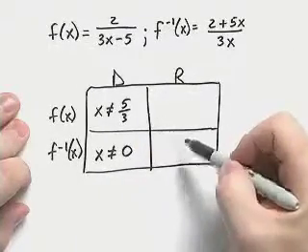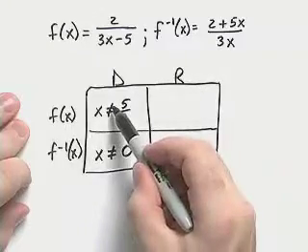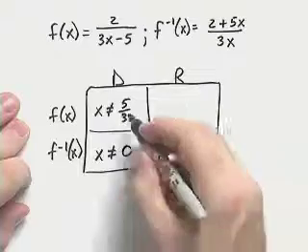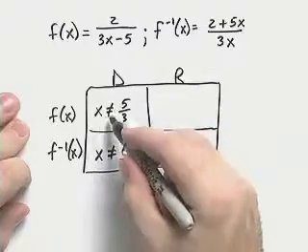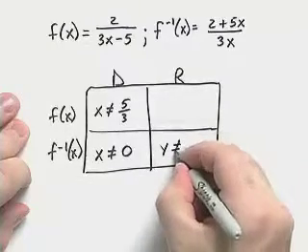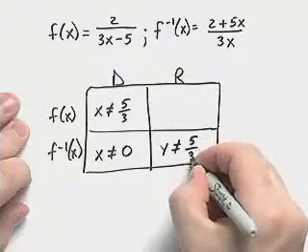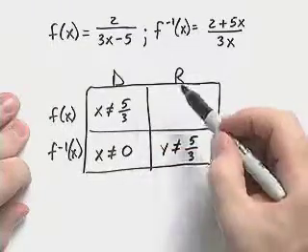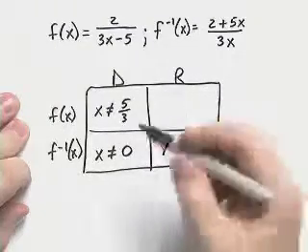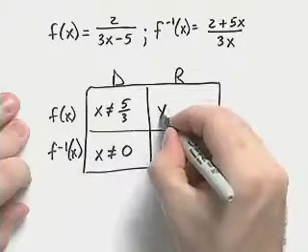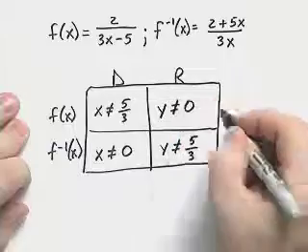Now to find the range, we need to remember that the domain of the function is the range of the inverse. But we do need to change the letters. So because the domain for the function is x not equal to 5/3, the range of the inverse will be y not equal to 5/3. Same thing for the inverse. The domain of the inverse will be the range of the function as we switch the letter from x to y. Since the domain of the inverse is x not equal to 0, the range of the function is y not equal to 0.